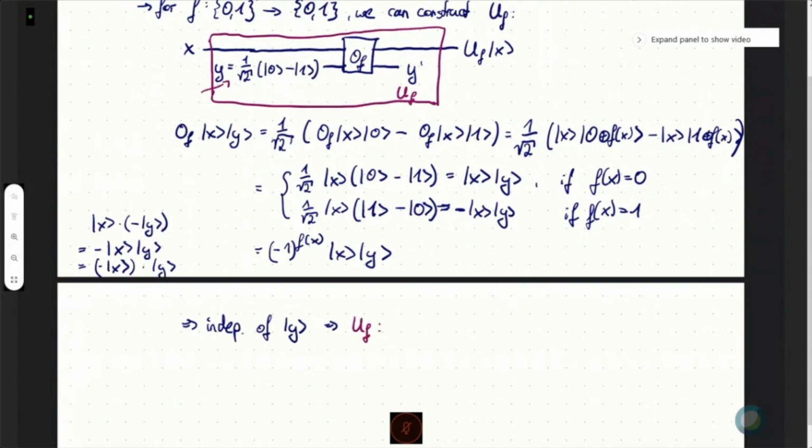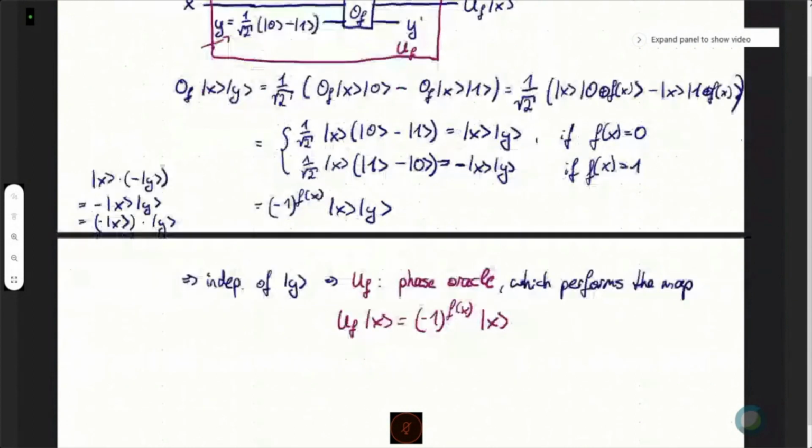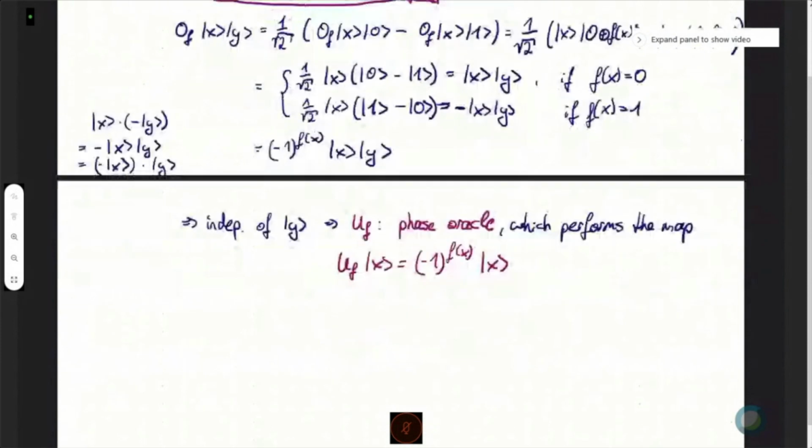So Uf is what we call the phase oracle. Because before, our oracle gave us the bit, it outputs f of x on the second qubit. However, now we will just get a phase instead. So the map it performs is Uf applied to x gives us minus 1 to the power f of x times x. And now for x, we can also input some superposition, so then the phase actually is very important.